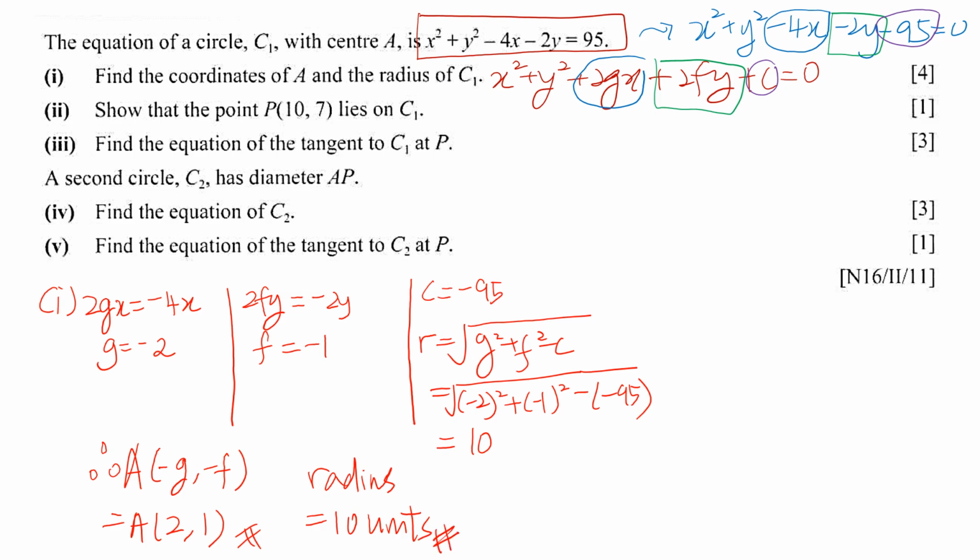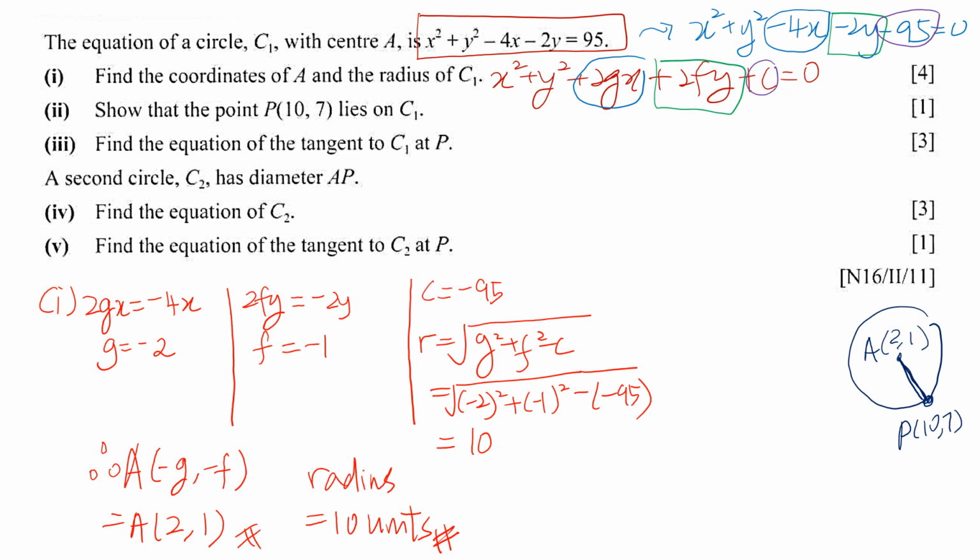For part 2, you're asked to show that the point lies on C1. There are two ways of doing it. You have a circle, and we found the center A to be (2, 1). Supposing the point P lies on the circle, then the distance AP will be equal to the radius of the circle, which is 10 units. So this is one way of looking at it.